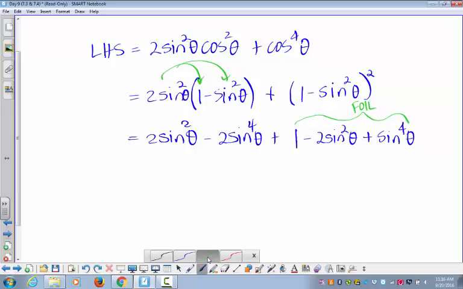Okay, so we have a term that wipes out here. This 2 sine squared and this negative 2 sine squared, they'll vanish. And we're left with exactly what we want to be left with. 1. And then minus 2 sine to the fourth plus 1 sine to the fourth is minus 1 sine to the fourth. That is the right-hand side.